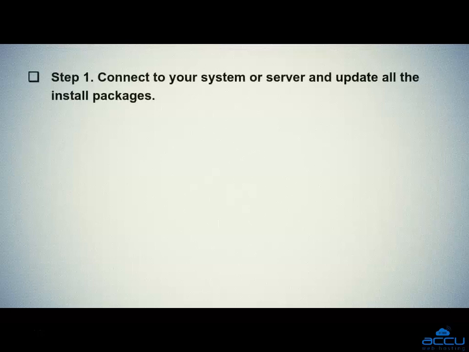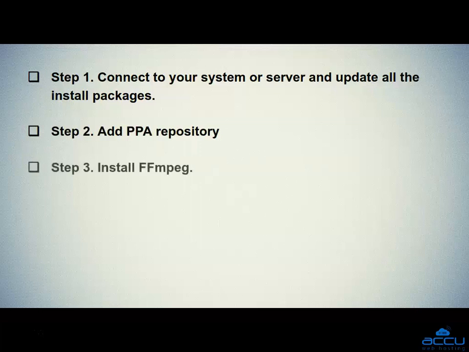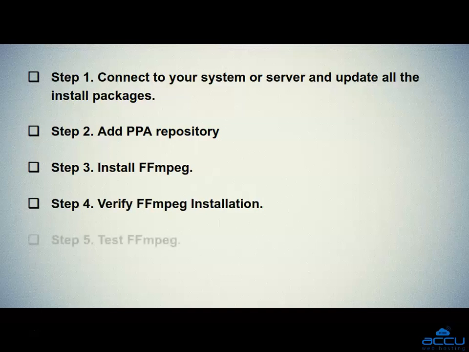In order to install FFmpeg on your system or VPS or dedicated server, you need to perform the following steps. Step 1. Connect to your system or server and update all the installed packages. Step 2. Add PPA Repository. Step 3. Install FFmpeg. Step 4. Verify FFmpeg installation. Step 5. Test FFmpeg.